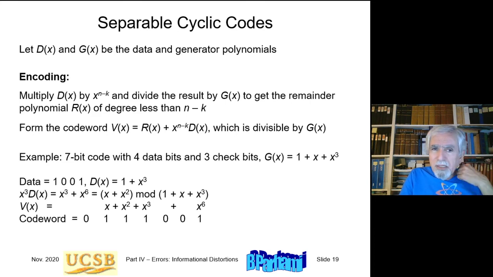There's one particular way of constructing a separable cyclic code in which, when you get the code word after encoding, the data is 1001 in this example, and that 1001 appears here. That's the data part, that's the check part. They're separate from each other. The data maintains its original form, and therefore decoding is trivial.